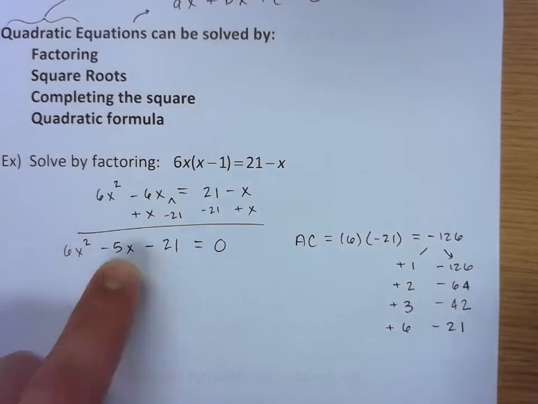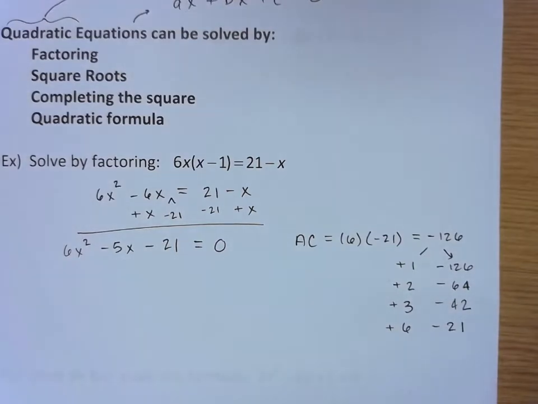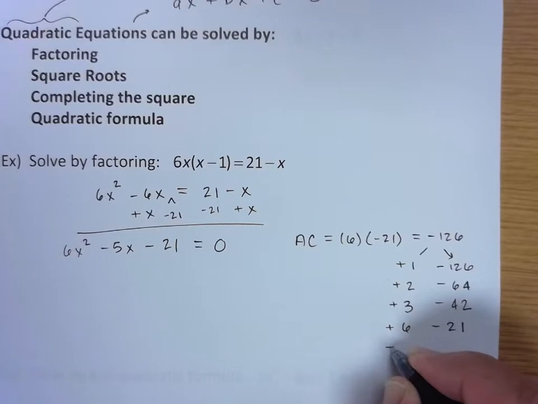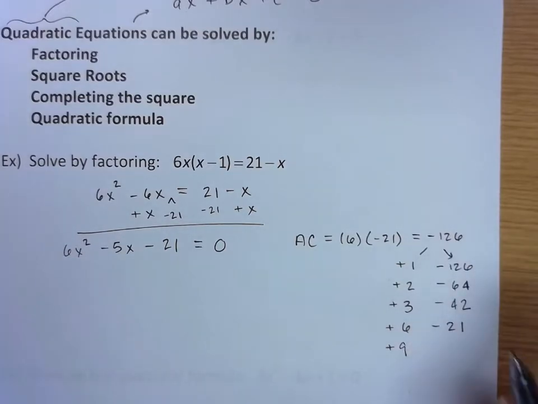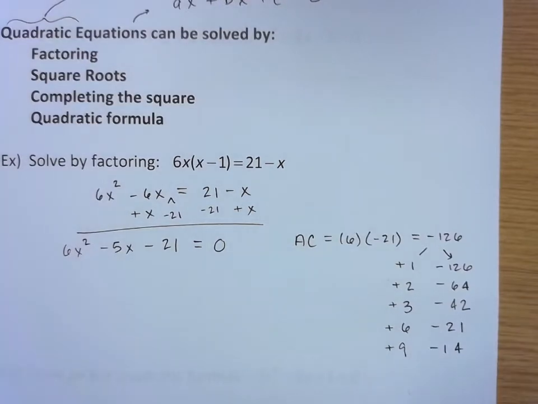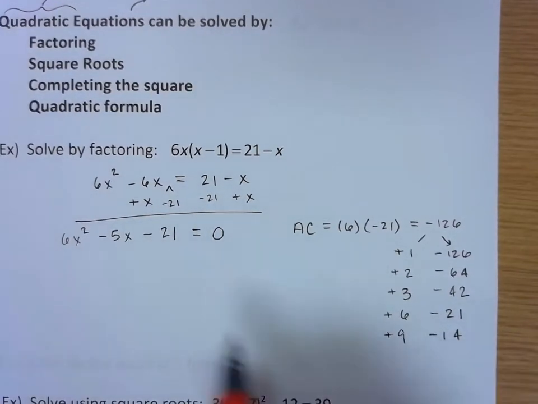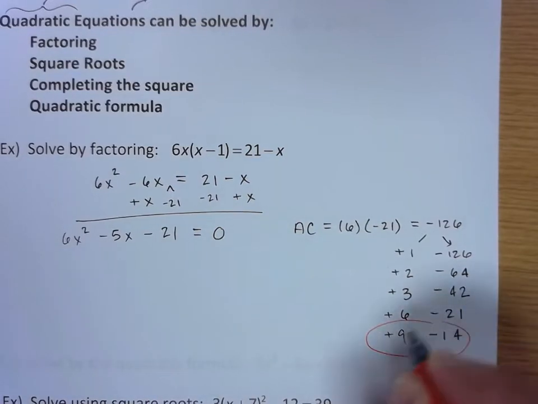And let's see, 7 won't work. 8, does 8 go into it? Well, 4 didn't go into it, so 8 won't work. 9 will work, so let's try 9. 9 goes into it, let's see, 14 times. Oh, boom, there we go. Positive 9 and negative 14 add up to negative 5.